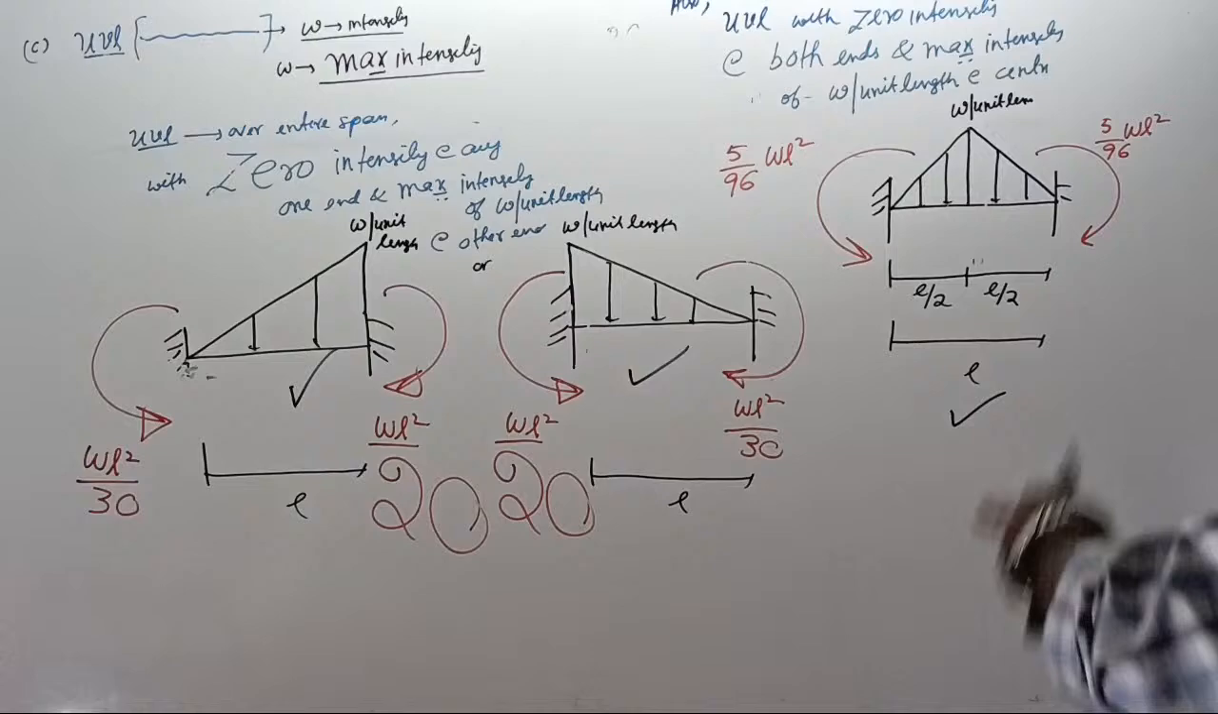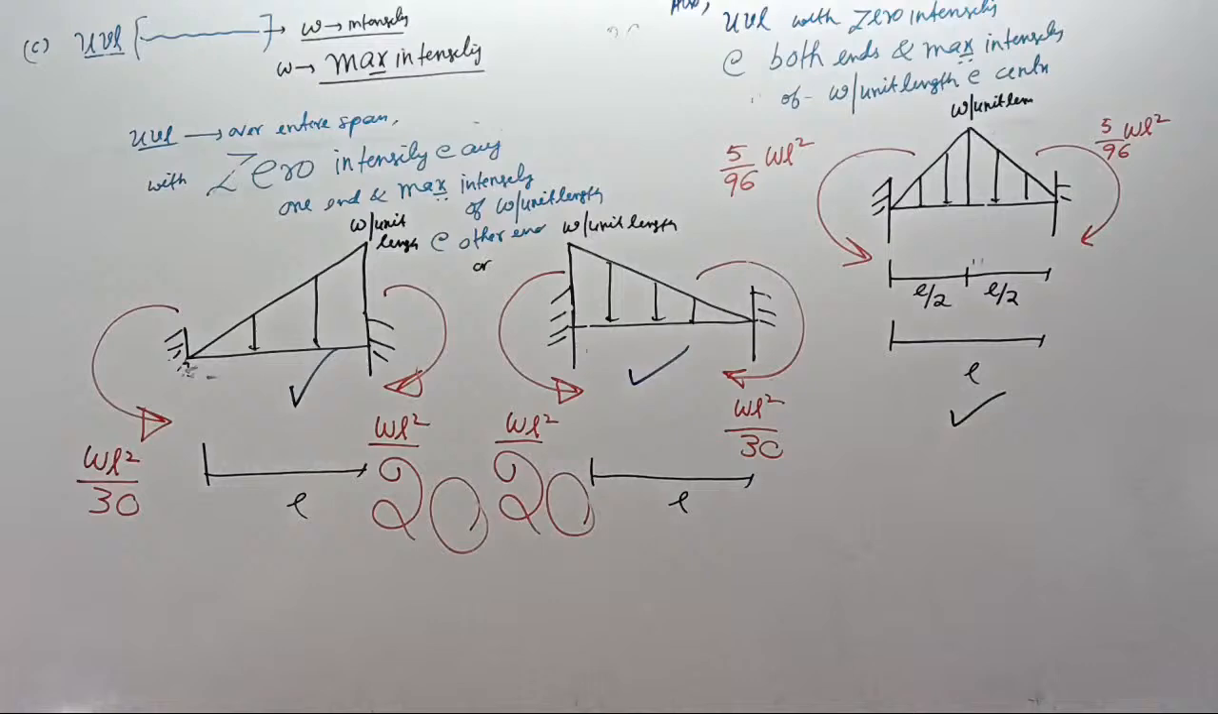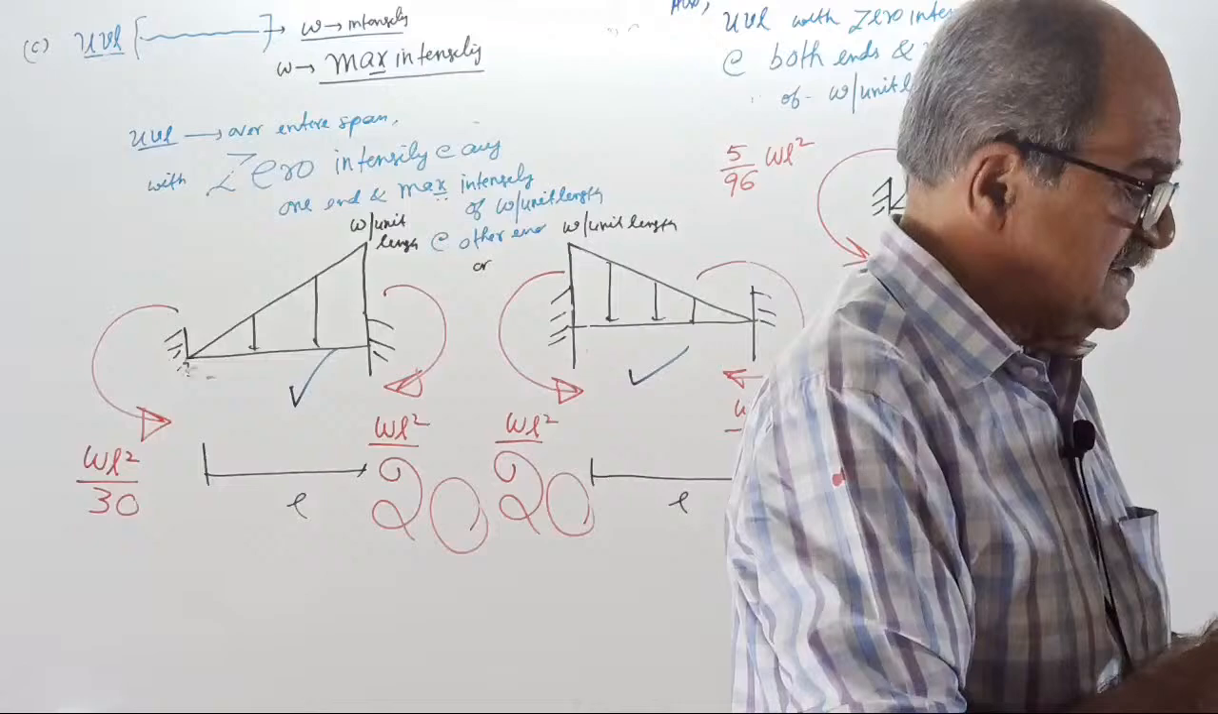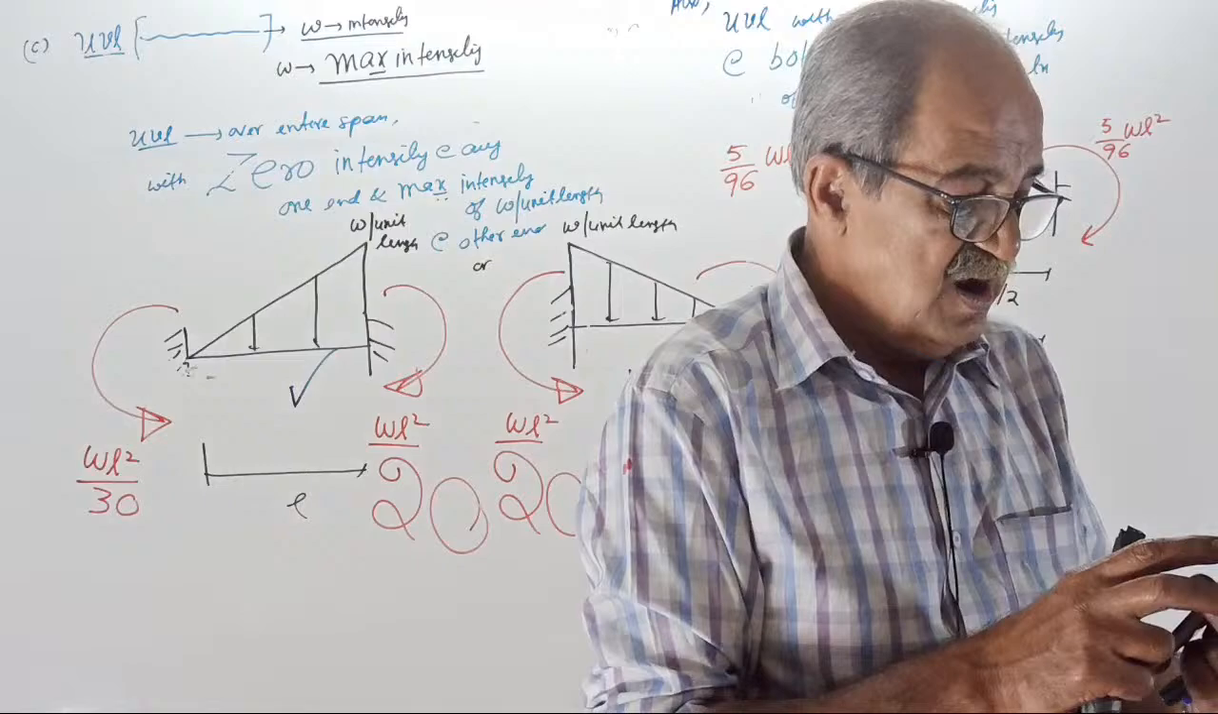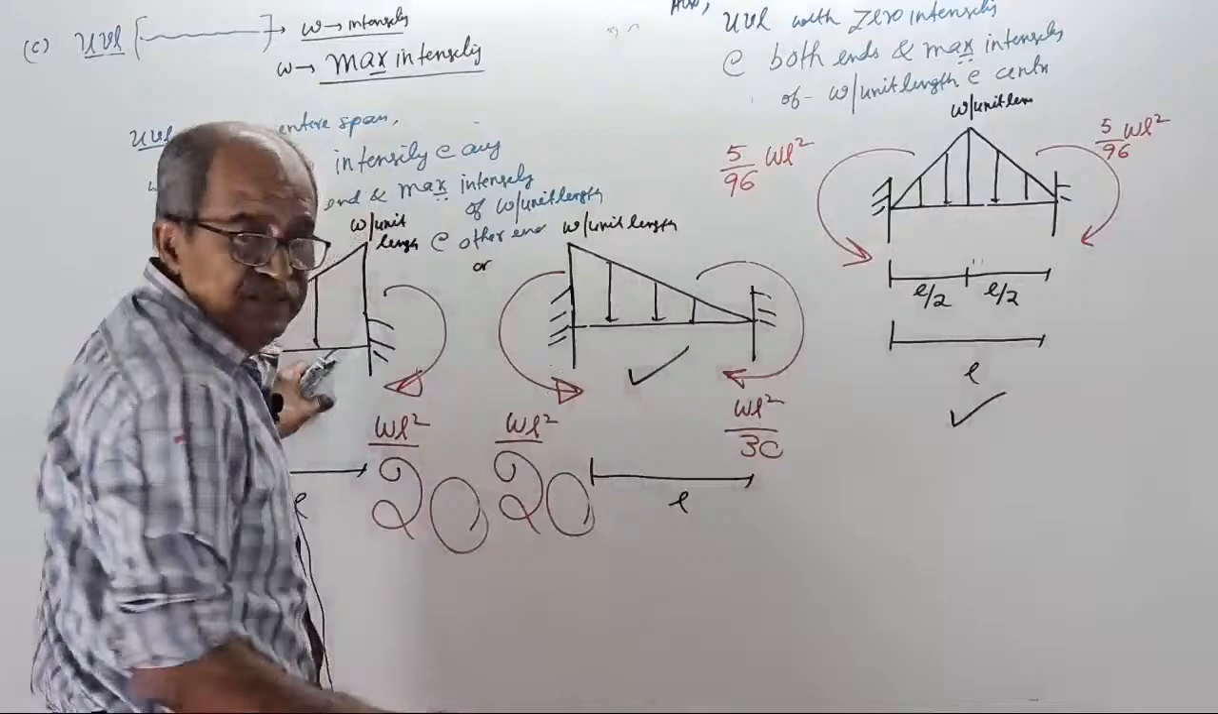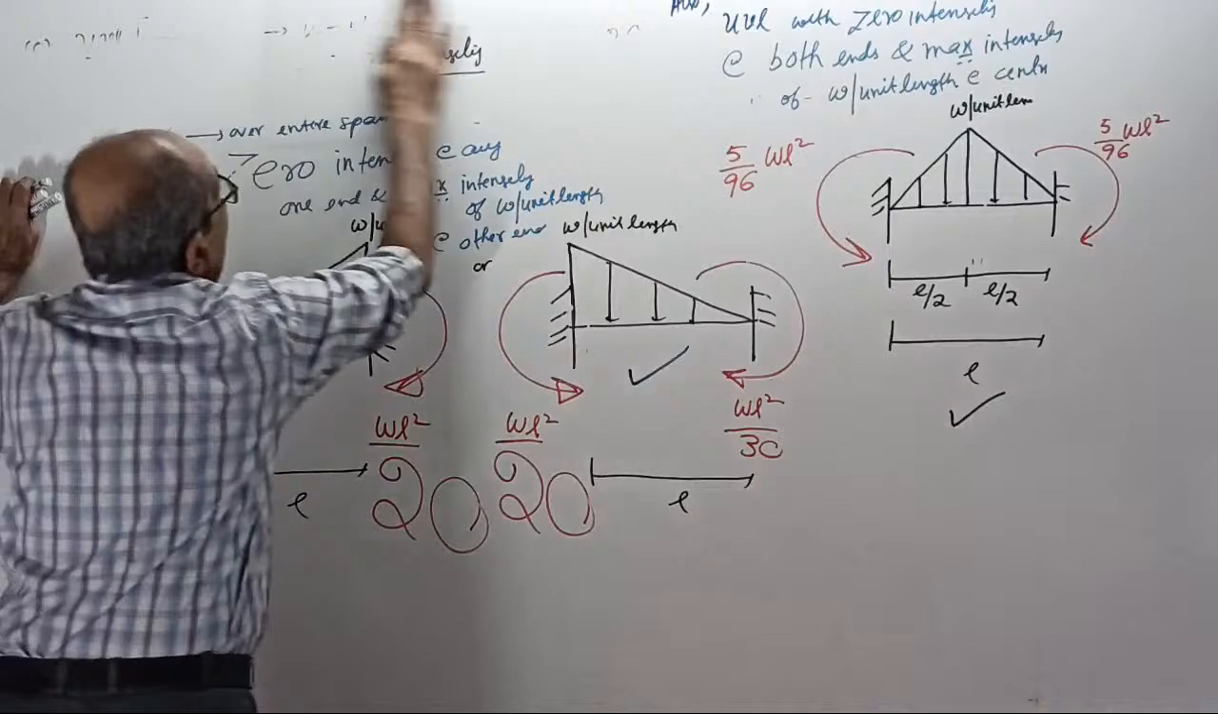Perfect. Okay. Remember, 5 by 96. Both are clear? Tell me. UVL, both cases clear? Fast. If it is clear, I will go to most important couples. Clear. Okay. Now, case 1 is over. Remember, case 1 is for loading. I will go for a revision now.